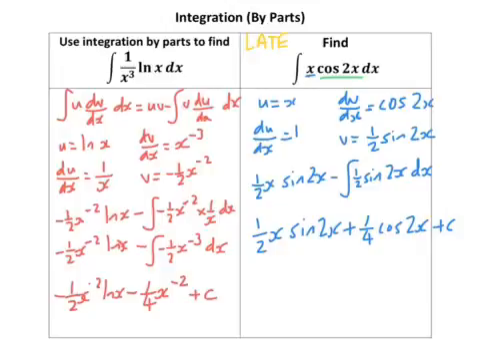Alright, so the key bit is choosing what to be u and what to be dv/dx. So for u, use LATE. Logarithms first, algebra next, trigonometry after that, then exponentials. Right? If you get that the wrong way round, you'll end up going around in circles more often than not. Okay, once you've got that, it's pretty straightforward. Just use the formula.